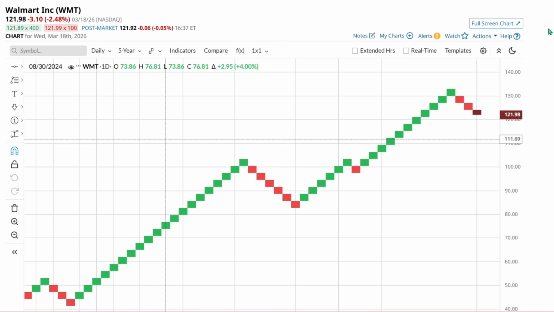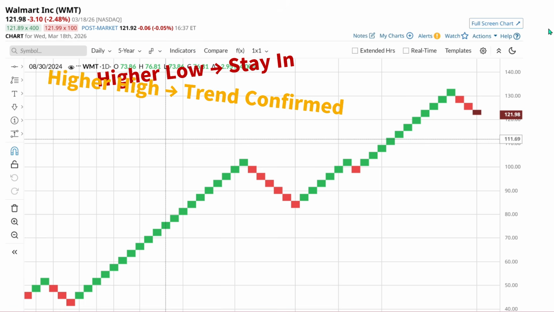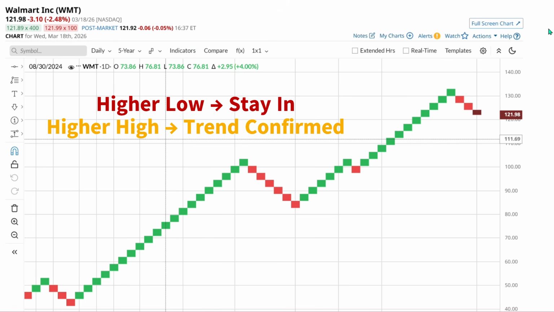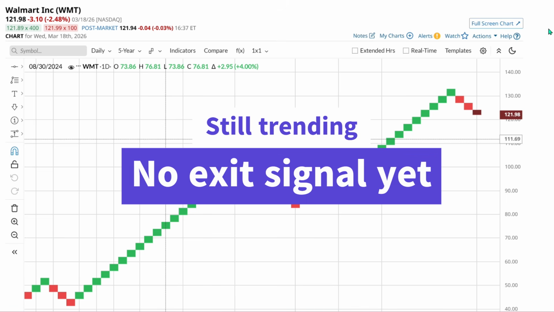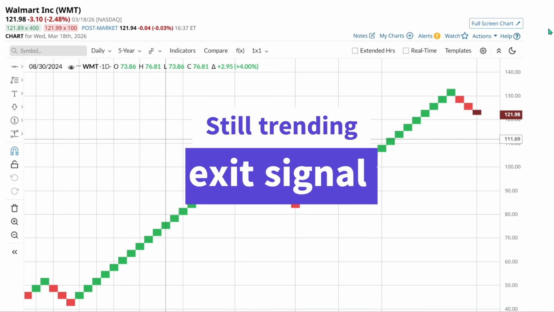On higher time frames like the daily, Renko removes a lot of the noise. You can clearly see the higher highs and higher lows. And instead of constantly trading, sometimes the best move is simply staying in.